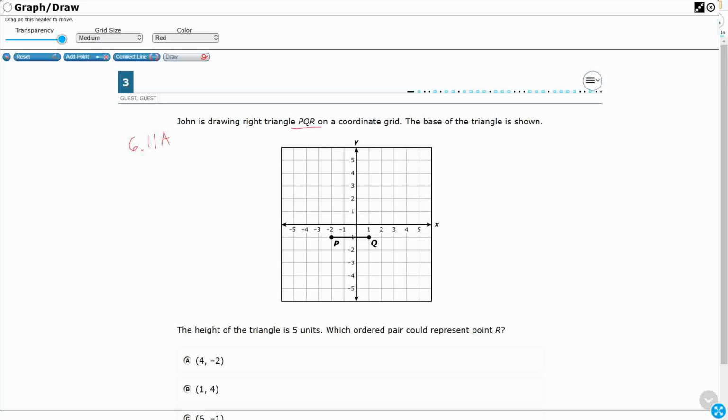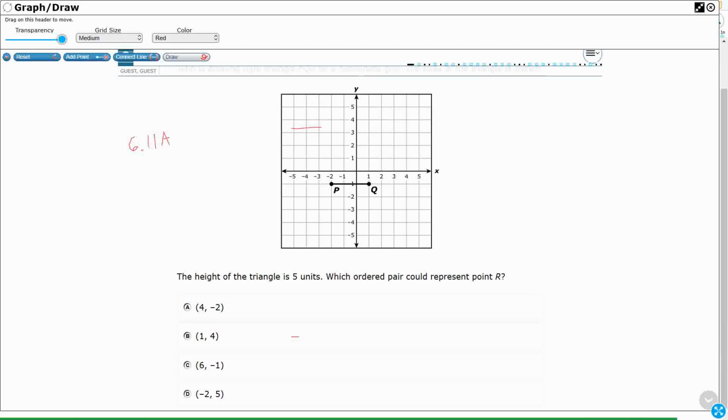The base of the triangle is shown. The height of the triangle is 5 units. So which ordered pair could represent point R? Well, let me just plot each of these. Okay, so 4, -2.